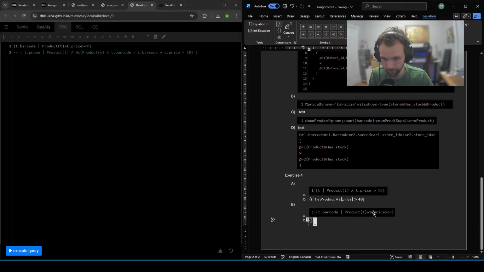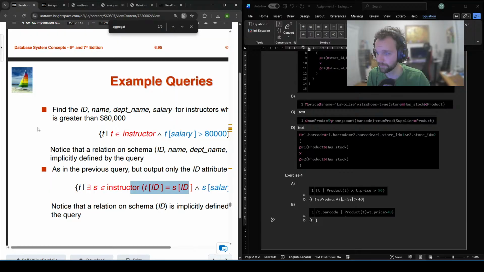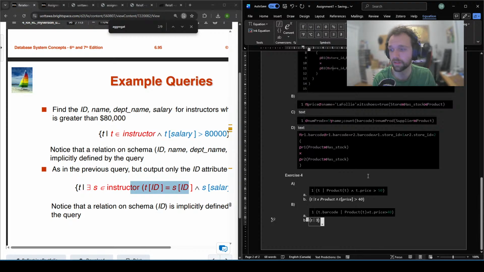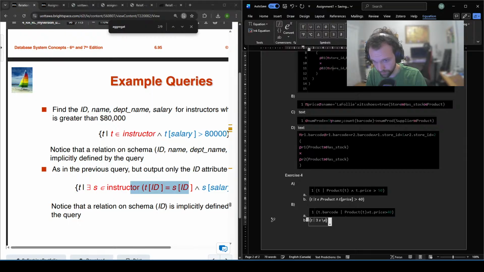It's going to look something like that. But instead here we've got: there exists an S. I don't know what the backwards E is. Contains as member. Exists. Okay. Exists as epsilon.